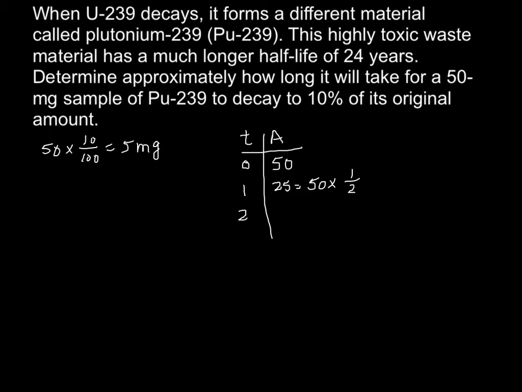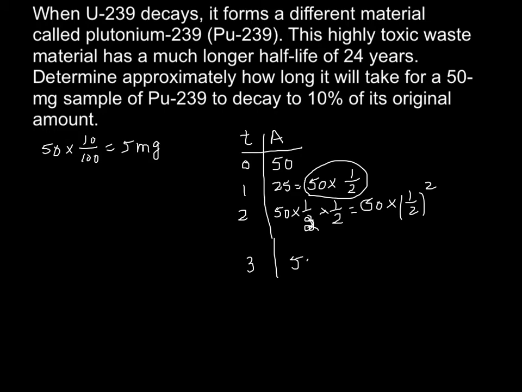If two half-lives have passed, we will have 50 times half, which is the previous amount, and only half of it is going to be left, so times half. So it's going to be 50 times 1 over 2 exponent 2. One more time, if it's 3 half-lives, we will have 50 times half squared, because previously this was the amount left, and it's going to be halved. So it's going to be 50 times 1 over 2 exponent 3.